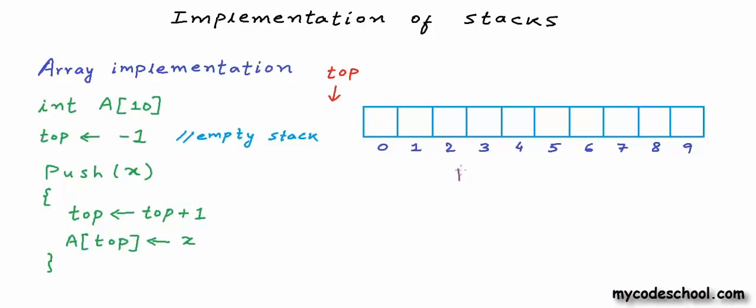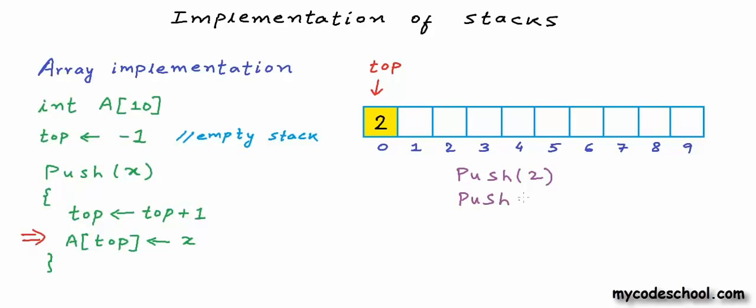Let's insert something onto the stack. I will have to make a call to the push function. Let's say I want to insert number 2 onto the stack. In a call to push, first top will be incremented, and then the integer passed as argument will be written at top index. So 2 will be written at index 0. Let's push one more number.